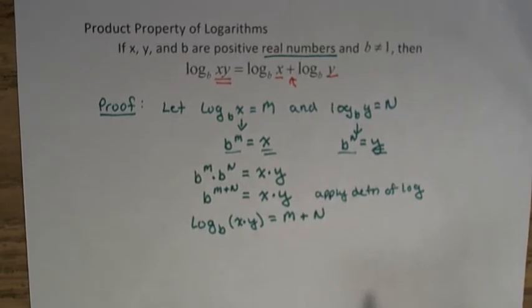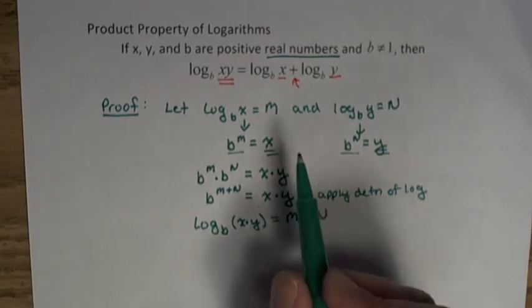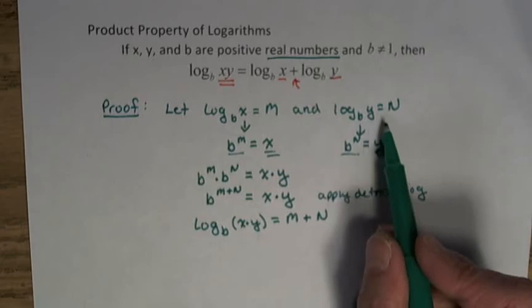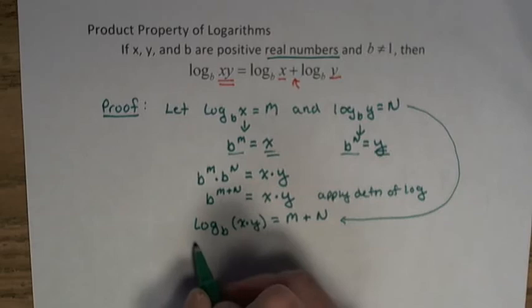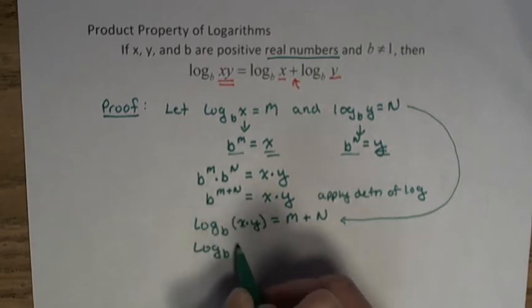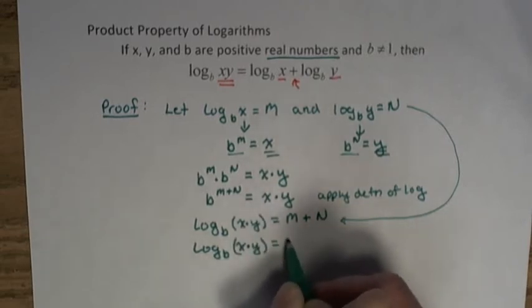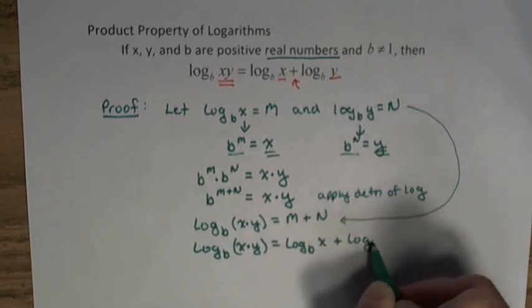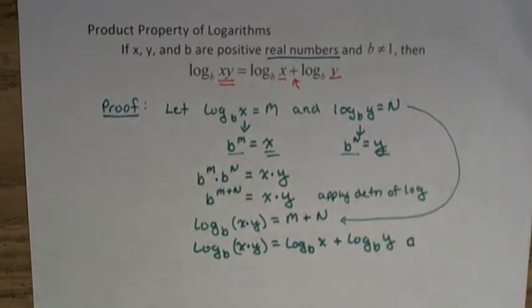And to finish the proof, all I need to do now is remember that originally I said that m was log base b of x and n was log base b of y. So now I bring this down and substitute it in here, and so I end up with log base b of x times y is equal to log base b of x plus log base b of y. And this is the end of the proof for that particular property.